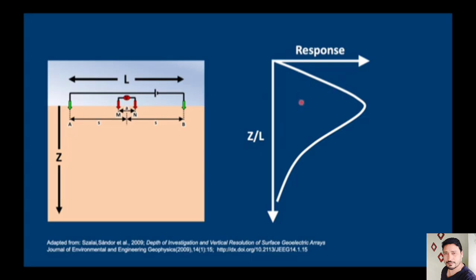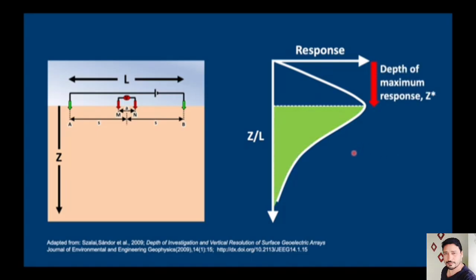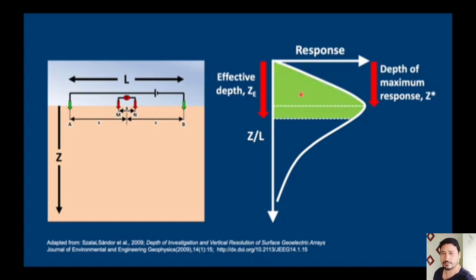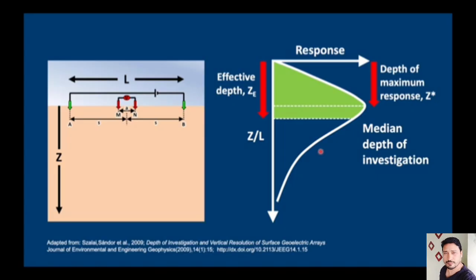So a lot of it comes from this area, but there's also some coming from down here and some from the top. Now, there is a depth at which we have the maximum response, but note that actually most of the response comes from below this depth, so it's not very useful to use this parameter. It's much more useful to take what's called the effective depth, which is the depth at which half of the measurement comes above this depth and the other half comes from below. We could also call it the median depth of investigation.